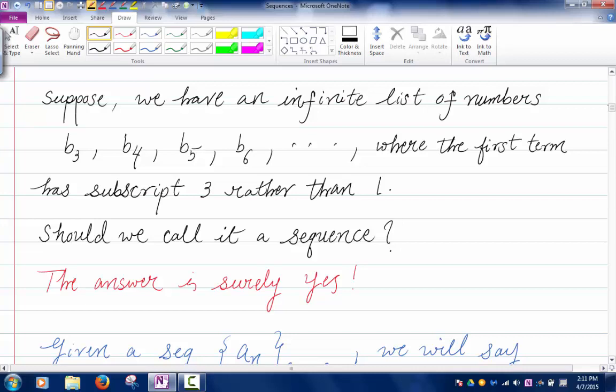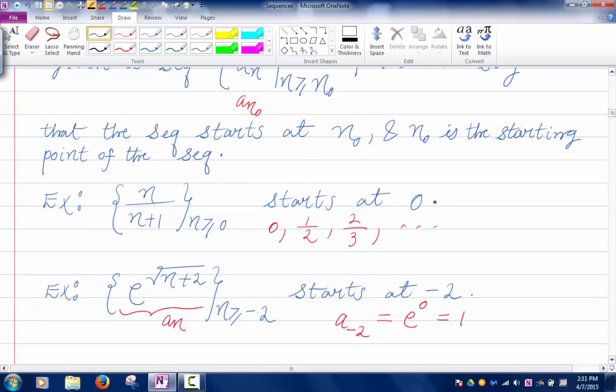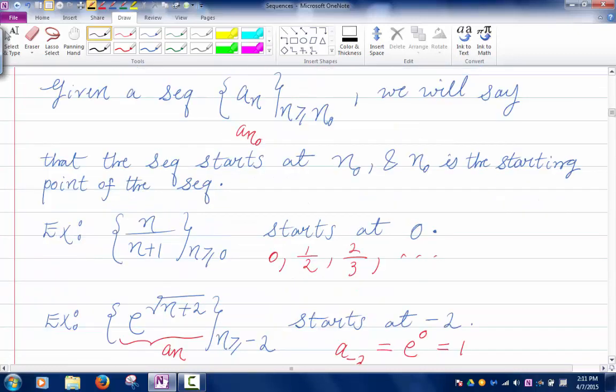And so, for example, let's look at n divided by n plus 1, where n starts at 0. So what is this sequence? This sequence is 0, a half, 2/3, and so on, right? So the index starts at 0. For the next example, I have e to the root of n plus 2, where n is greater than or equal to negative 2. I can also start the index at a negative number if I want to.